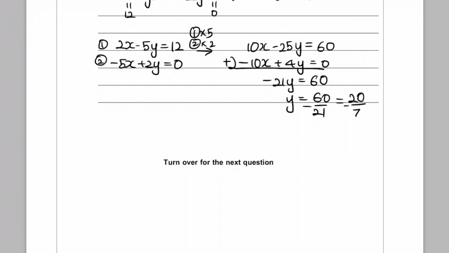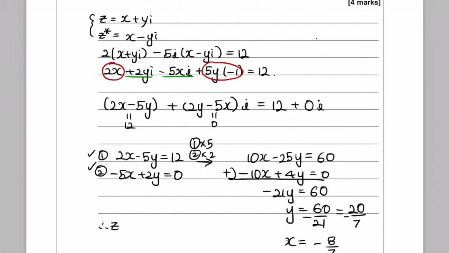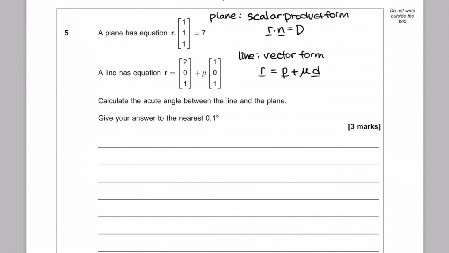Now we find the x. Either you substitute into 1 or 2, then you'll get x is equal to negative 8 over 7. Therefore, your z value, again, was our x plus yi. So our x is minus 8 over 7. And then our y is minus 20 over 7. And then don't forget your imaginary i. That's our answer. Question is giving you the equation for the plane and the line.